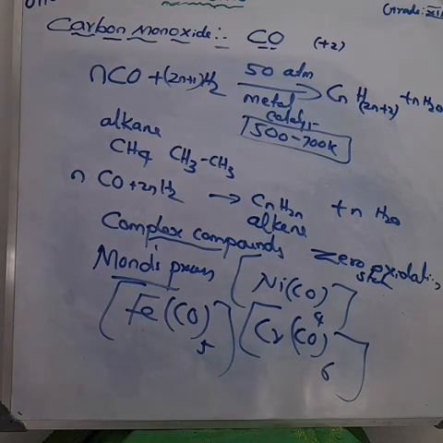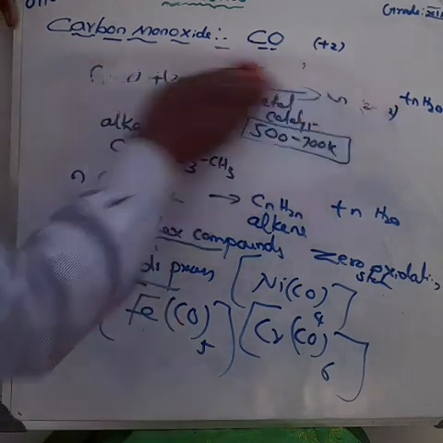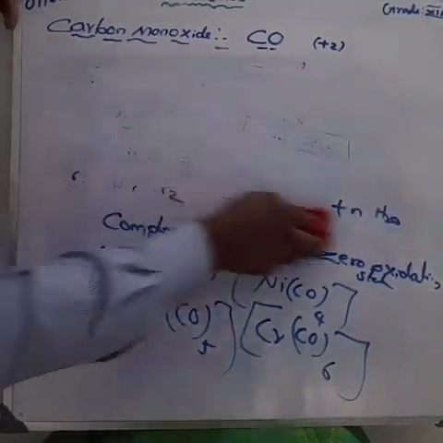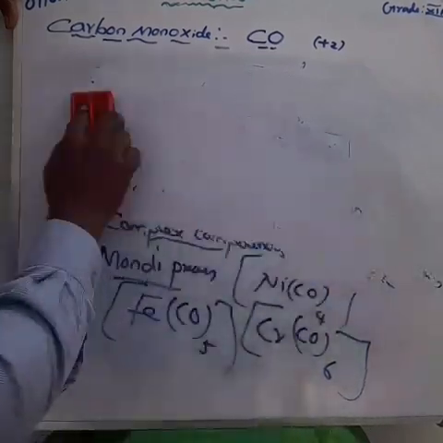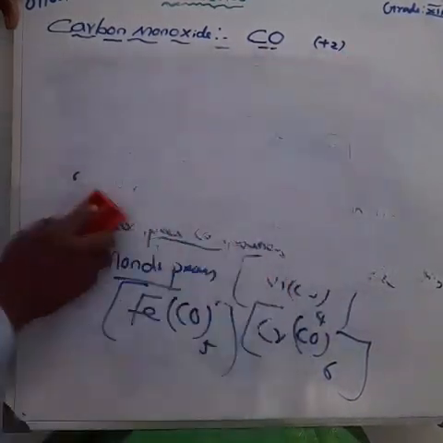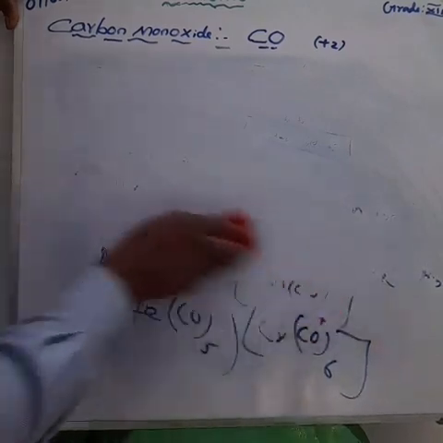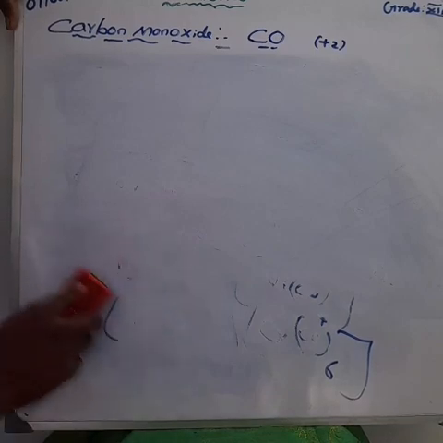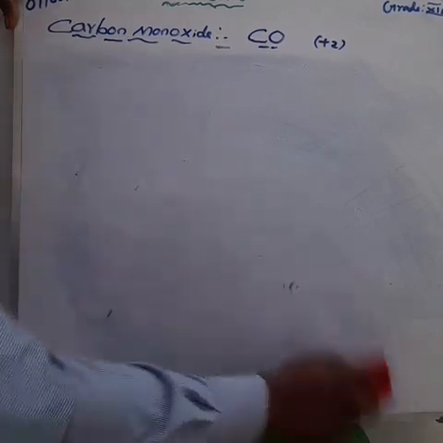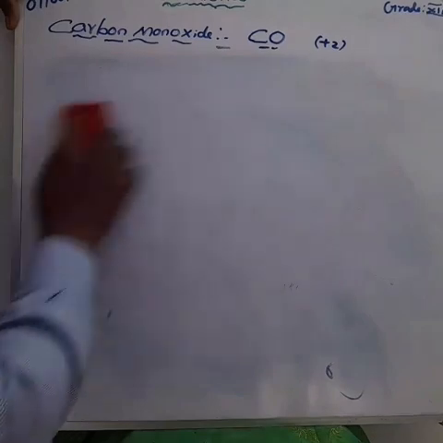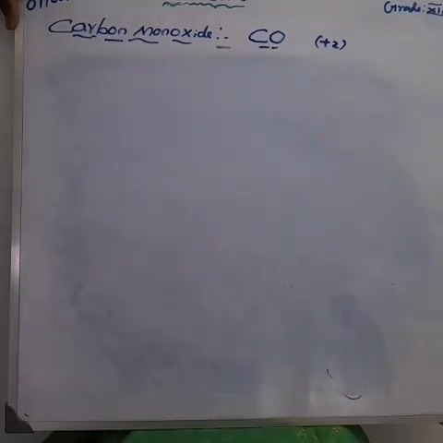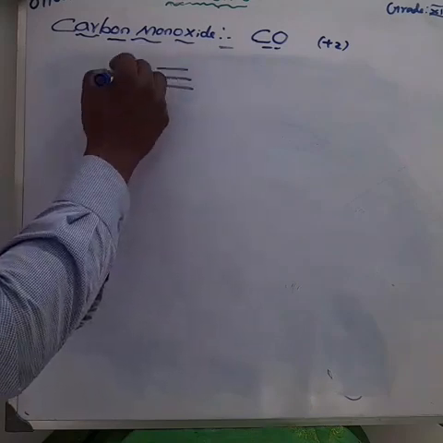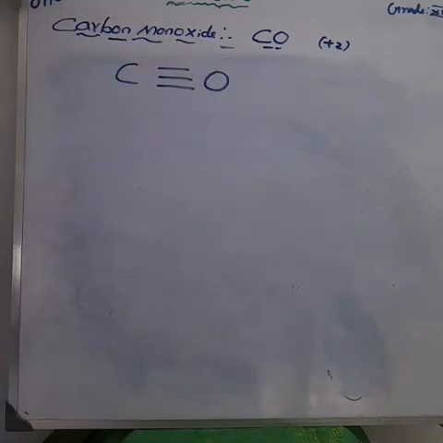Next, the important area. Already we learned thoroughly about the structure of carbon monoxide, just once again we are recalling. What is the structure of carbon monoxide? Carbon monoxide has a linear structure, which means a straight chain. Three electron pairs are shared between carbon and oxygen.